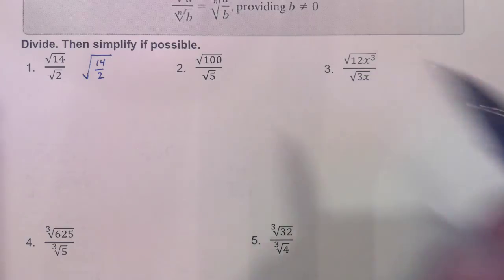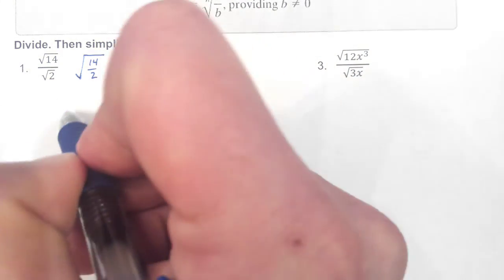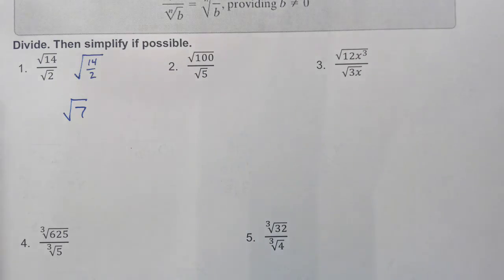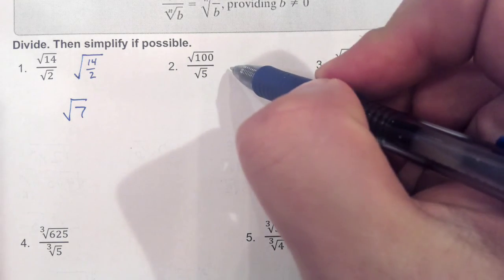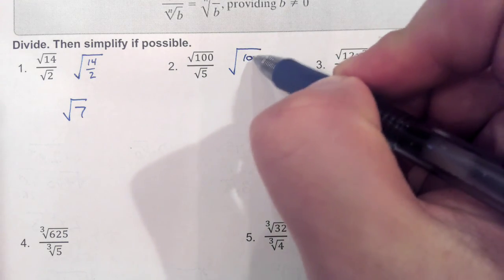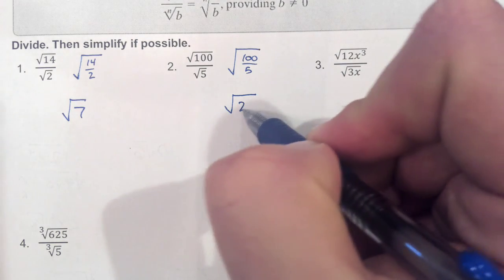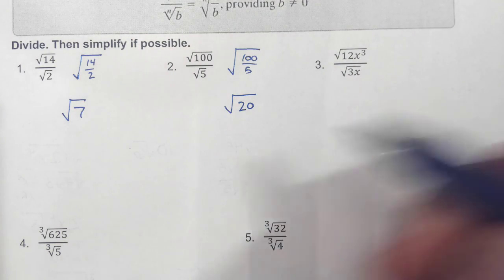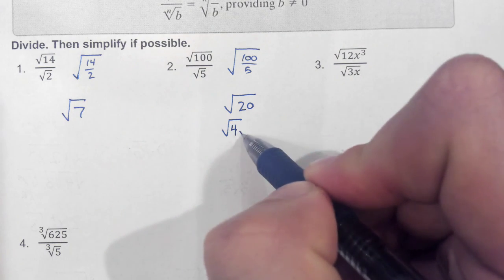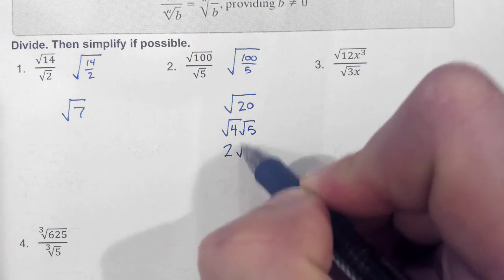So we're going to say this is the same as the square root of 14 divided by 2. Well, what's 14 divided by 2? It's 7. So that's the square root of 7. Can't go any further. This one is the same as the square root of 100 divided by 5. 100 divided by 5 is 20. And then that one will simplify further. 20 is the same as 4 times 5, so it's going to be 2 square roots of 5.